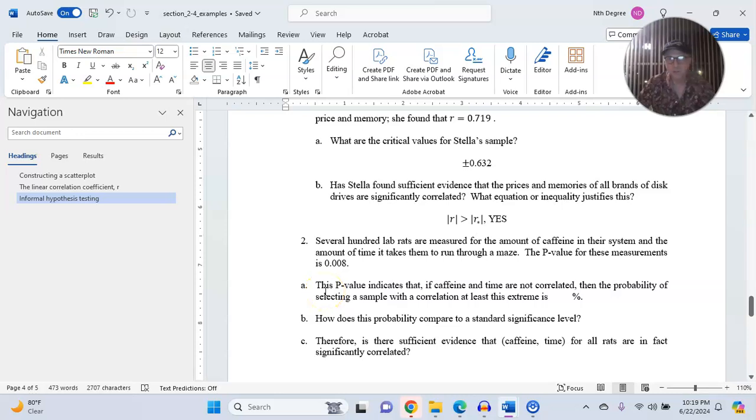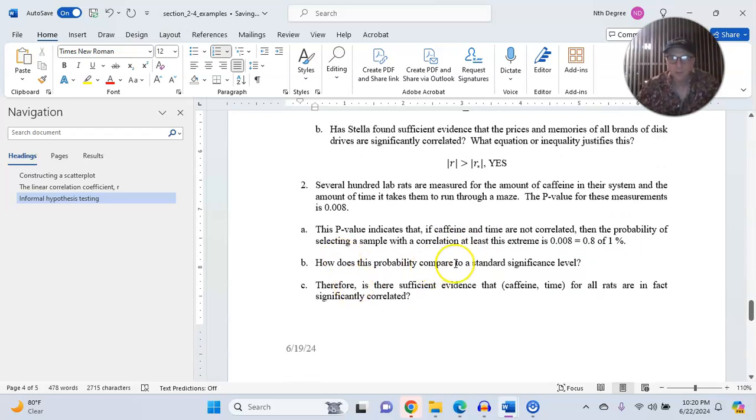Okay, A, this p-value indicates that if caffeine and time are not correlated, then the probability of selecting a sample with a correlation at least this extreme is what percent? Well, that's exactly what p-value means, doesn't it? So, as a decimal, p was 0.008, or if we turn that into a percent, that is 0.8%. I sometimes like to fill it in this way. 0.8 of a percent, less than 1%.